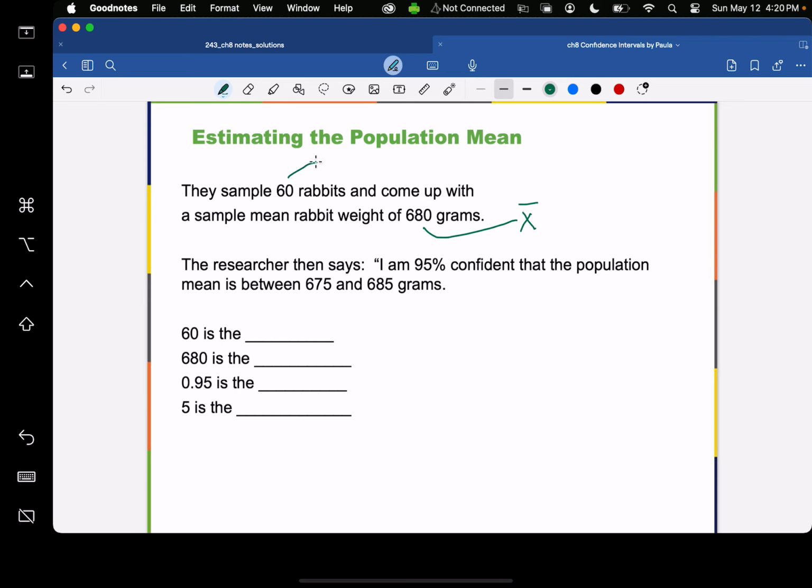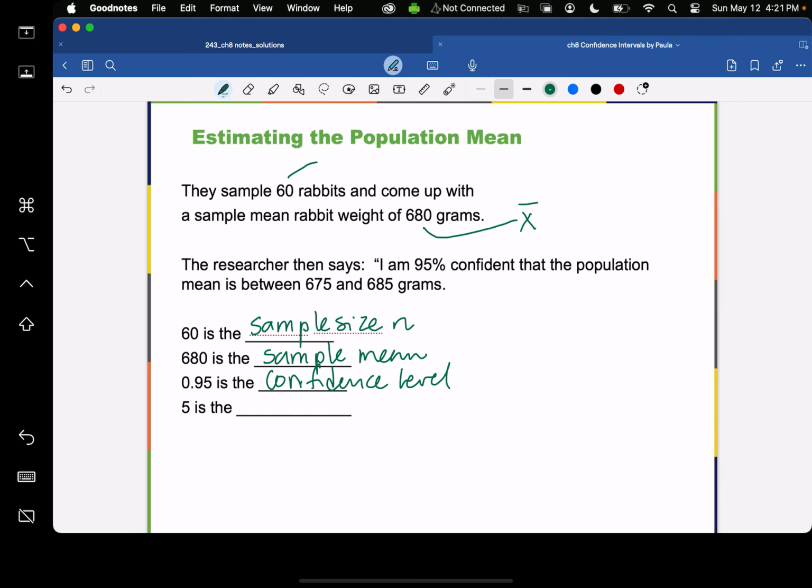And what is the 60? That is our sample size, N. 680 is the sample mean. 0.95, that is the confidence level. So the researcher then says, I am 95% confident that the population mean is between 675 and 685 grams.